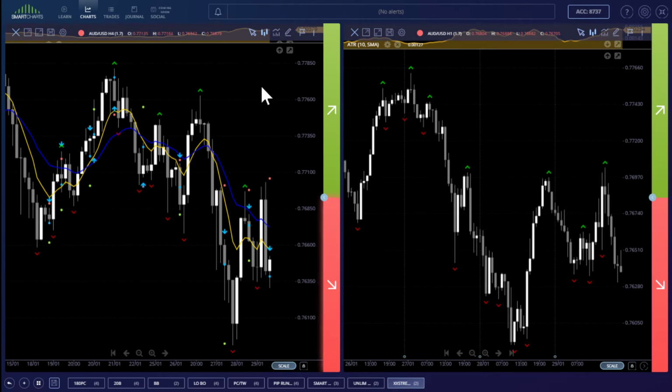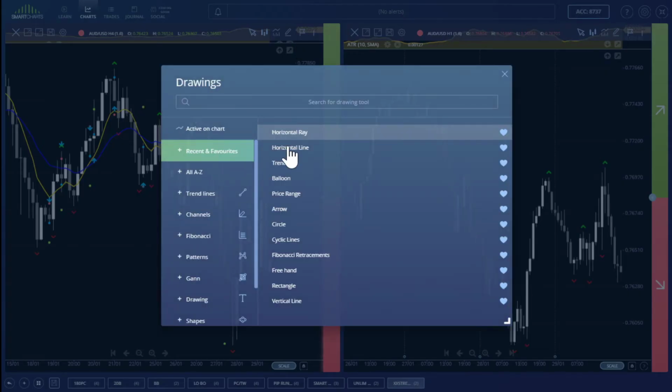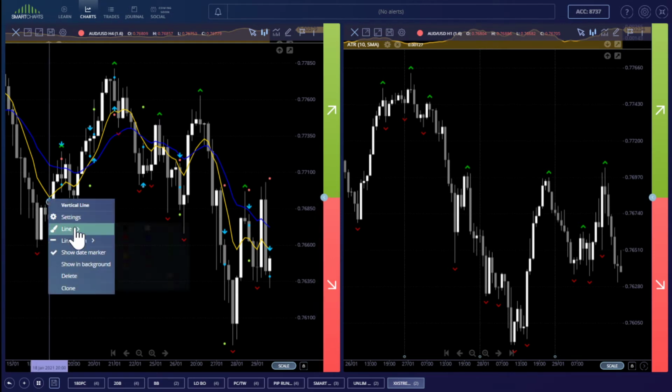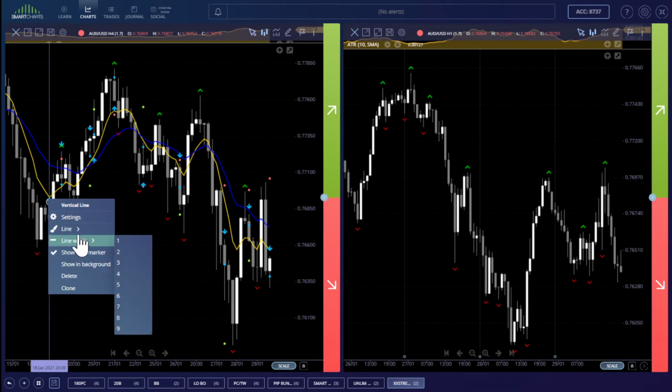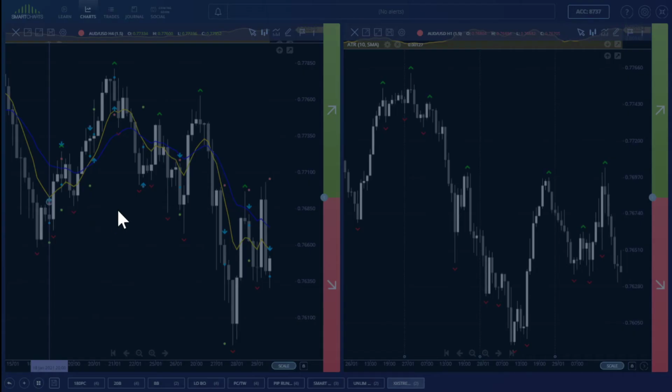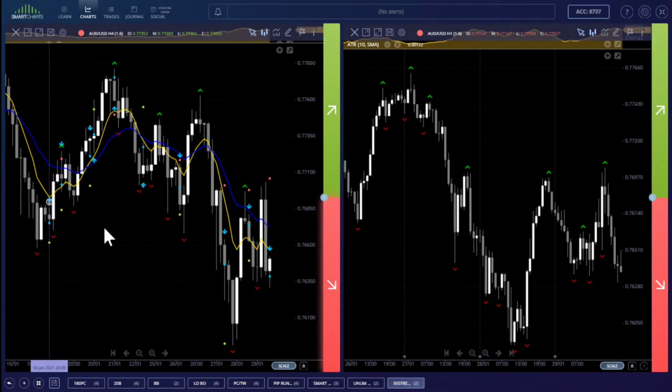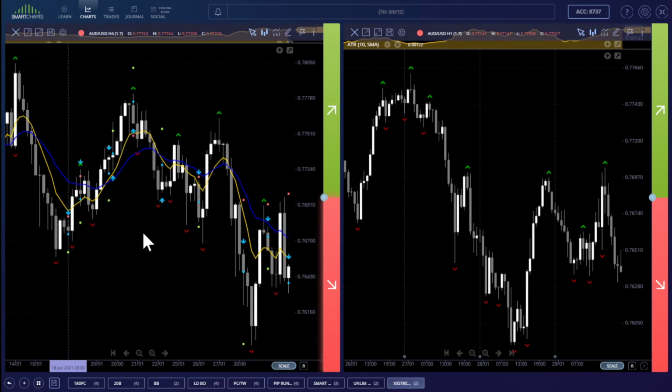We'll start on the left-hand side, and I'll put on a vertical line so that we know where we are. I've got my charts linked. I'm going to make this line dashed so it doesn't cover the wick, and a bit thicker. You should be seeing this vertical line over the signal.